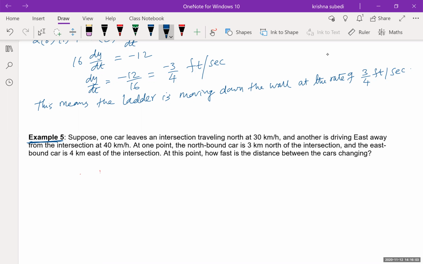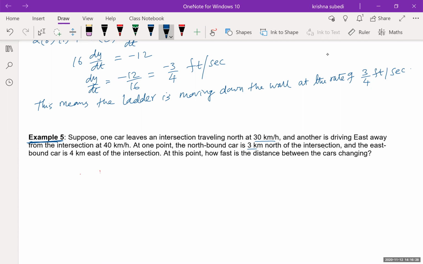Suppose one car leaves an intersection traveling north at 30 km per hour and another is driving east away from the intersection at 40 km per hour. At one point, the northbound car is 3 km north of the intersection and the eastbound car is 4 km east of the intersection. At this point, how fast is the distance between the cars changing?